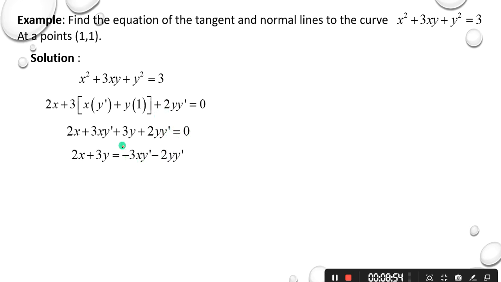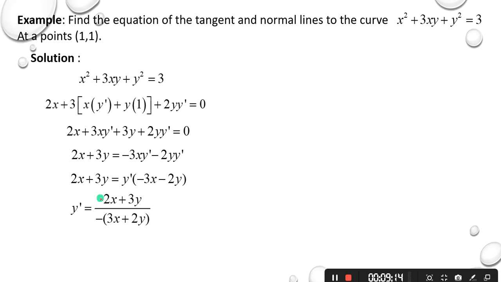Then we separate and isolate all the variables and terms that have a y prime, and on the other side is the 2x plus 3y. We isolate the y prime, which gives us 2x plus 3y over negative 3x plus 2y.